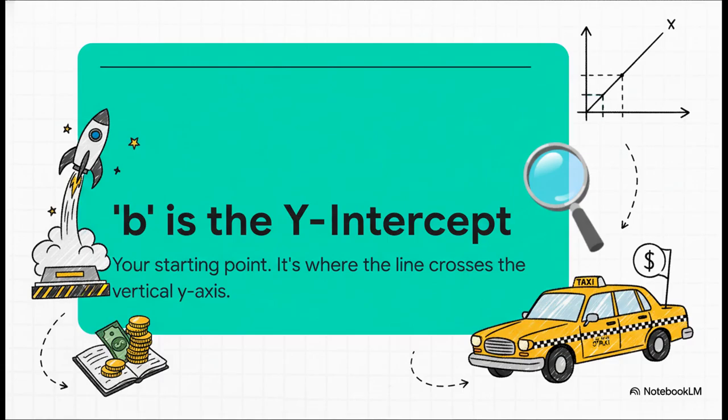Okay, let's start with b, the y-intercept. This one's the easy one. B is simply your beginning. It's your launch pad. If you're saving money, b is the cash you already have in your bank account before you start. If you're hopping in a taxi, it's that flat fee you pay just for opening the door. It's that fixed one-time value where your whole story begins.